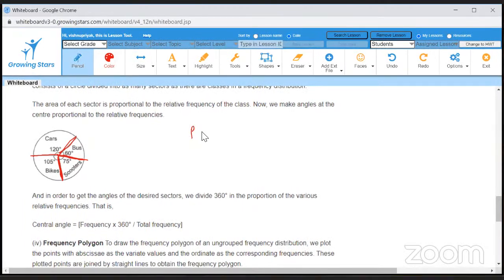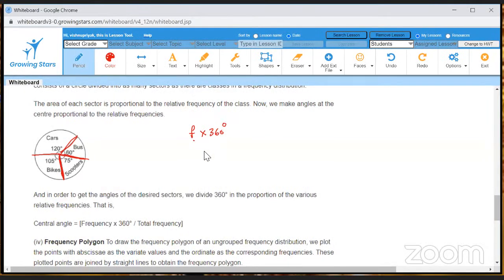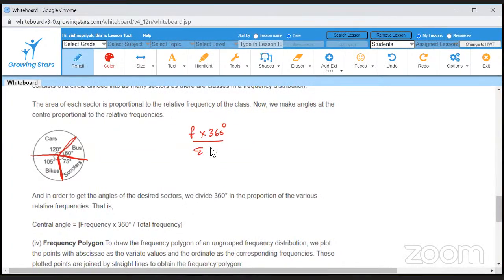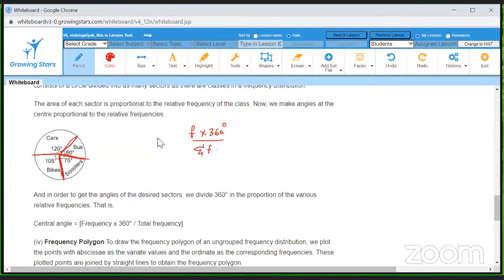Now, how can you change frequency to angles and draw the pie diagram? The frequency you have to multiply by 360 and divide by total frequency to get the angle theta. The same formula can be used to get the table also.